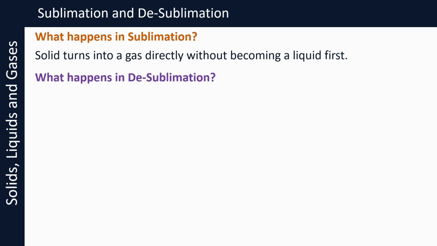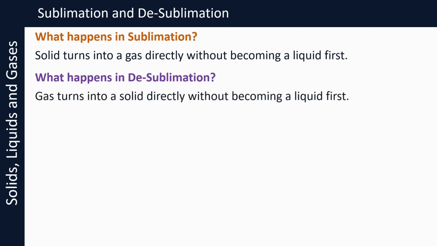What happens in desublimation? The particles in a gas are far apart from each other. In certain gases, when a gas is cooled, the particles lose their kinetic energy, and it allows the forces of attraction to bring the particles closer and closer, so much that it holds them together. The particles no longer slide over each other, but make a regular pattern, and gas turns into solid. Thus, the gas turns into a solid directly without becoming a liquid first.